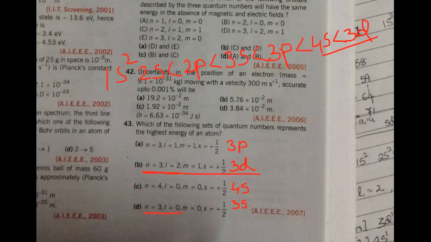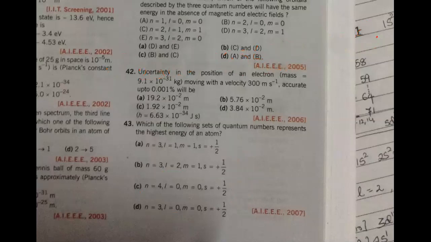I may not even go to look at the values of m. Why? Because they are degenerate orbitals. So I am mainly concerned with which subshell it is talking about. So it's talking about the 3p, 3d, 4s, and 3s. 3s is way inside. This is 3s. Then you have a 3p. Then you have a 4s, and then you have a 3d. So obviously, it is going to be the 3d, which represents the highest energy of an atom. Okay, children, so I think enough for today, these questions.